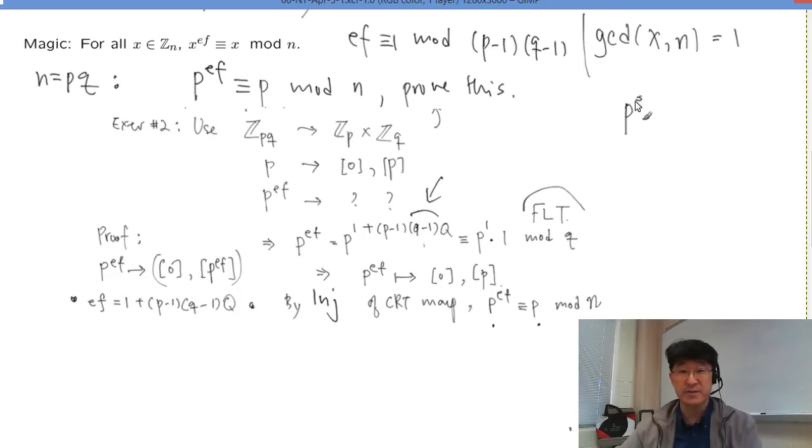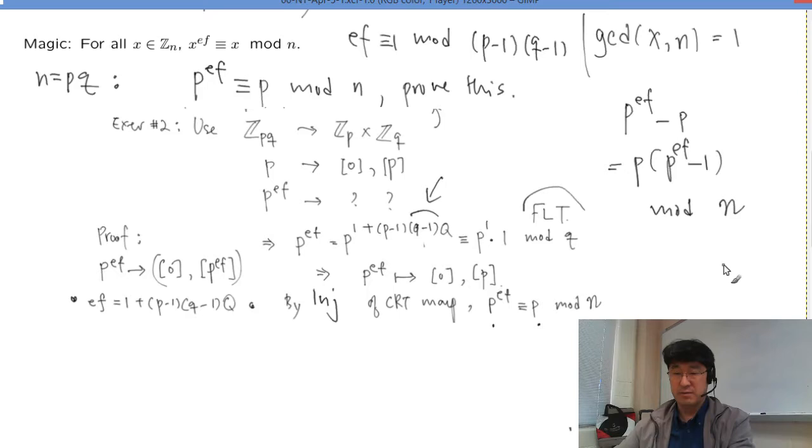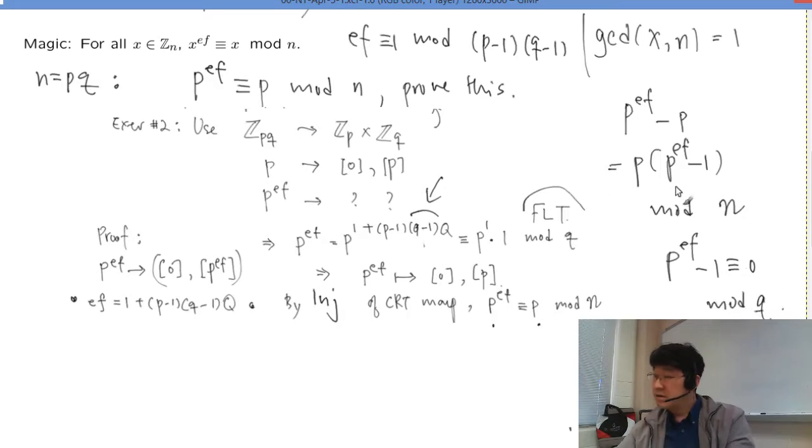Maybe that's easier. If you do that, you have a p there and p to the ef minus 1. What we need to show is that p to the ef minus 1 must be 0 mod q. Because this has p in it, and n is p times q, if it's congruent to 0 mod p, there must be a q in it.